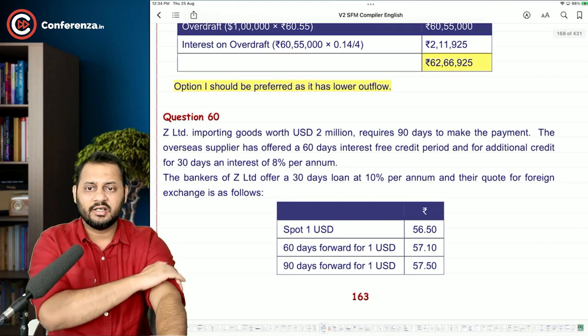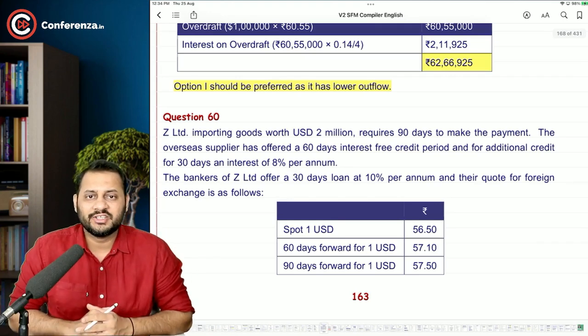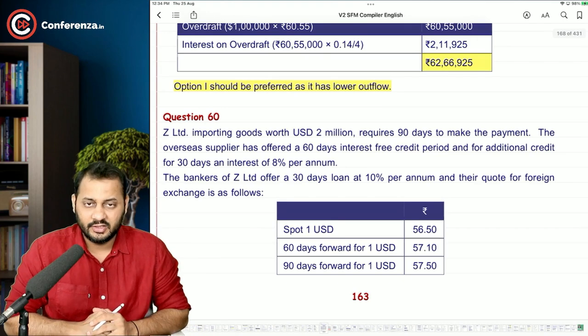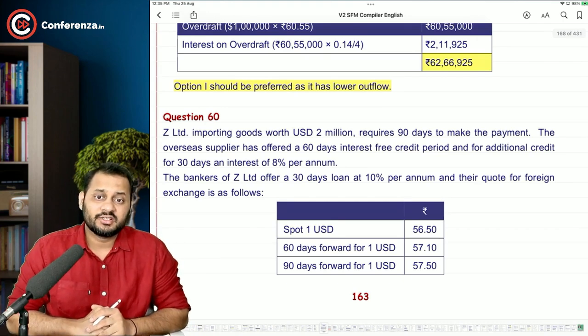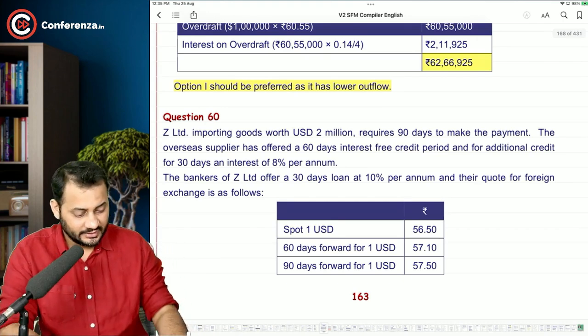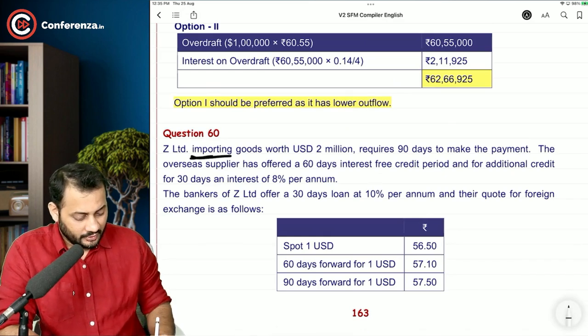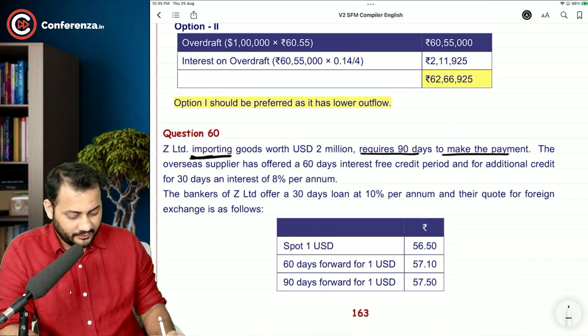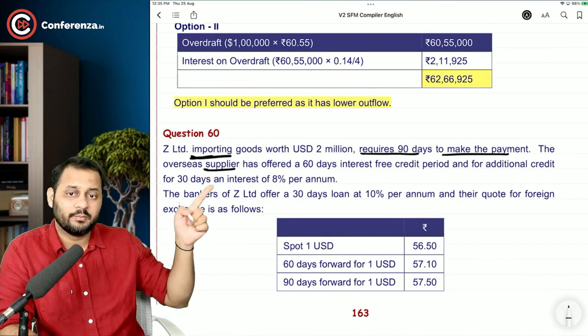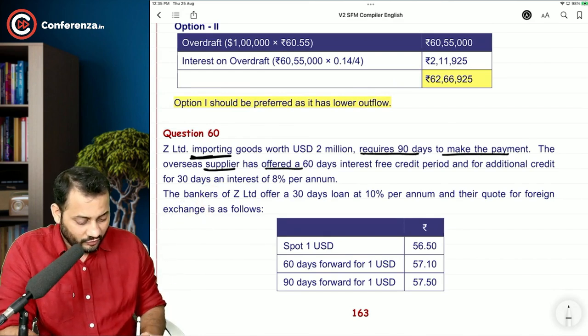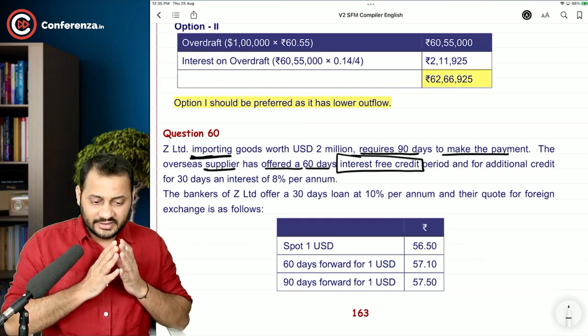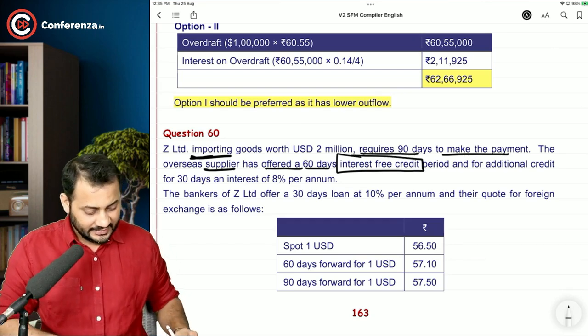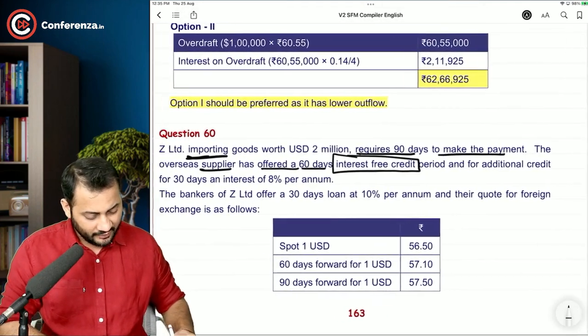Z Limited is importing goods worth USD 2 million, so he is an importer. He requires 90 days to make the payment. Now the supplier who has supplied the goods to us has offered 60 days interest-free credit. So he's not asking for the payment today. He's saying that you can make the payment after 60 days.